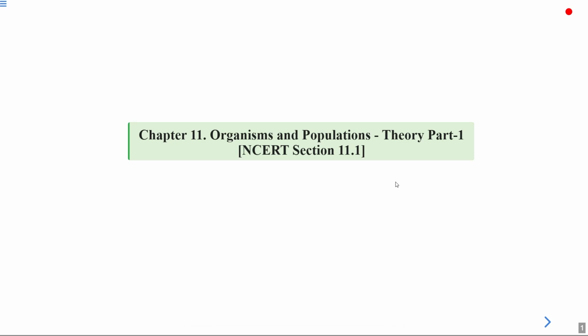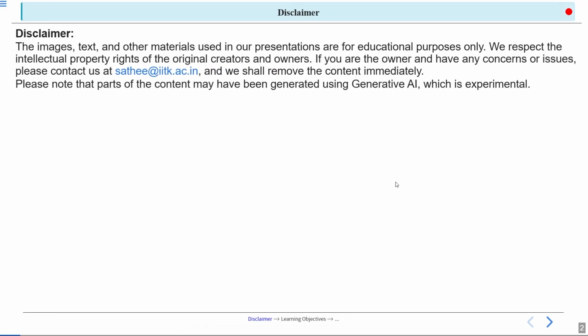Hello everyone and welcome to today's session. Today we'll be discussing the theory related to the chapter Organism and Population. This is part 1 of the lecture, and in today's session we'll be discussing NCERT section 11.1.